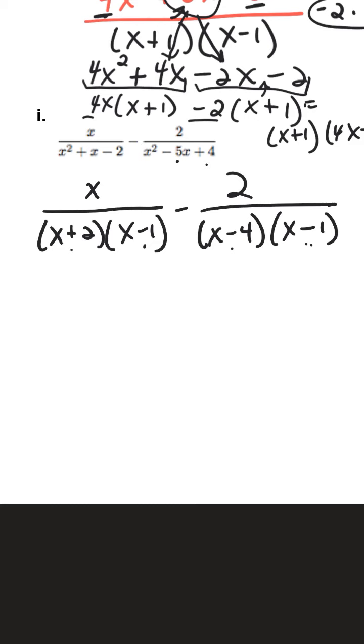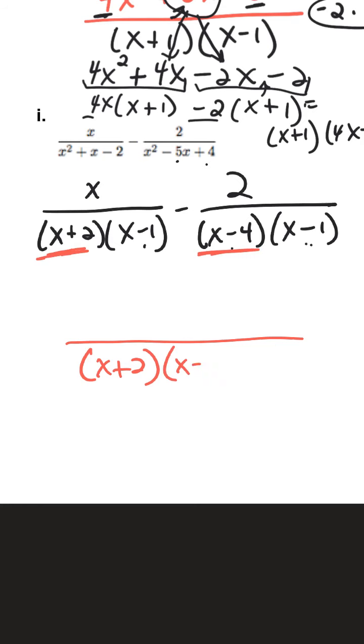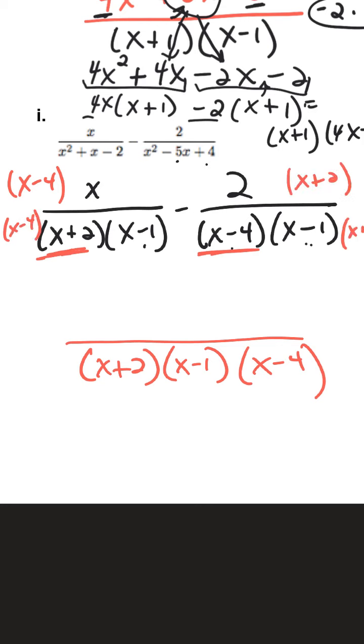So what I'm going to have to do is I need to multiply the left-hand side, top and bottom, by that, and the right-hand side, top and bottom, by that. And the end result here is going to be that I have a common denominator that looks like this. So let's multiply the top and the bottom by x minus 4 on this one, and the top and the bottom by x plus 2 on this one.